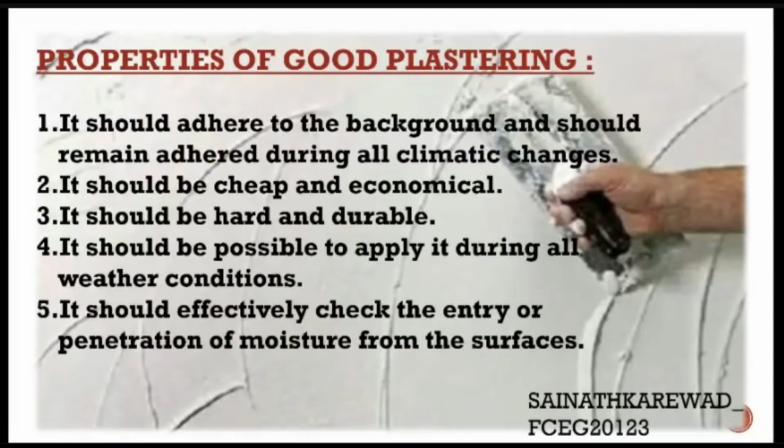Properties of good plastering. First, it should adhere to the background and should remain adhered during all climatic changes. Second, it should be cheap and economical. Third, it should be hard and durable. Fourth, it should be possible to apply it during all weather conditions. Fifth, it should effectively check the entry or retention of moisture from the surface.